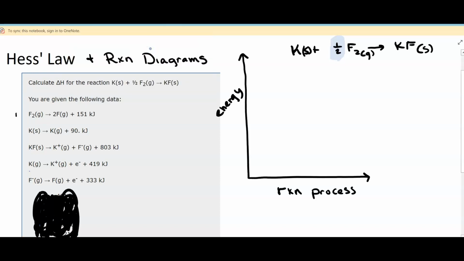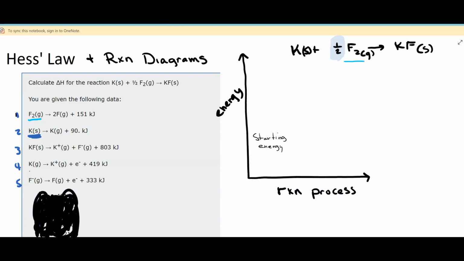Our next step is to look at our reactants and locate them in the available reactions 1, 2, 3, 4, and 5 that we have. We have potassium solid, and in reaction number 2, I see potassium solid. We need fluorine molecules, and I see that I have fluorine molecules in reaction number 1. So those are the first two that I'm going to consider.